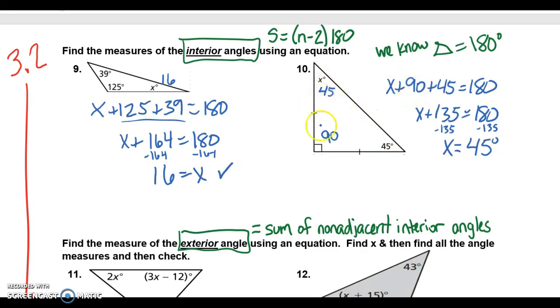Same over here. These 3 angles should add up to 180. Combine like terms, subtract off the 135, you get 45, which if you thought about it, you probably already knew.